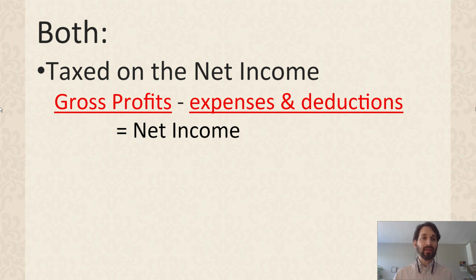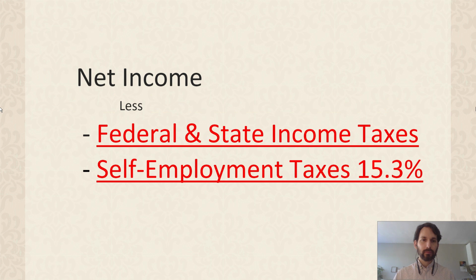Now, let's get into this. Both are taxed on the net income. That means the gross profits, and then you subtract the expenses and all other deductions. You get to the net income. That is what is actually going to be taxed. You take the net income, and you're going to be subject to federal and state income taxes. And in addition to that, you will have the self-employment taxes of 15.3%.